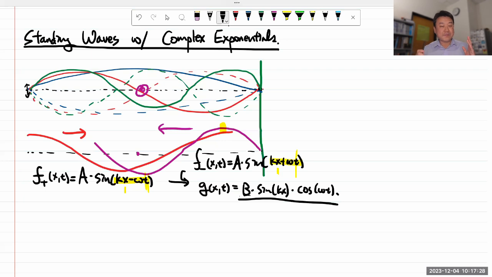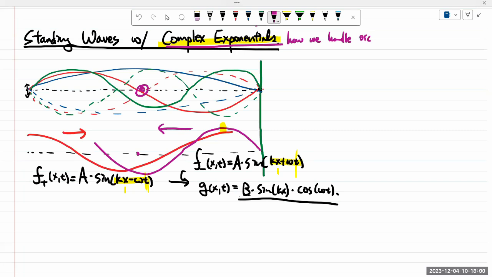So anyways, now what I want to do for the remainder of this lecture is the second part here, standing waves with the complex exponentials. I want to show you that you can do the exact same calculation using complex exponentials, which you might have seen if you looked at the optional lectures for the simple harmonic oscillators. Really, the complex exponential is how we handle any oscillatory phenomena in physics and engineering.